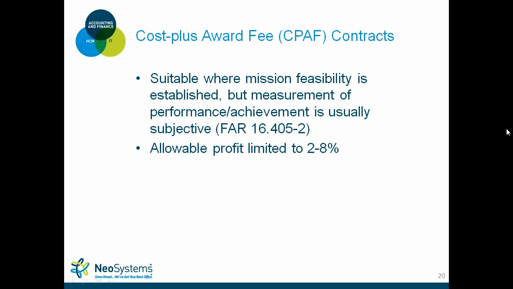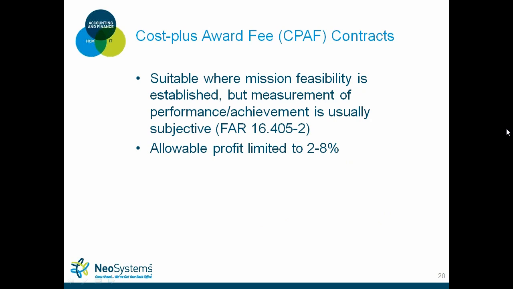So cost-plus award fee contracts are essentially the same. I'm not going to go through a lot of the same type of stuff, but essentially it's the same, but there is a performance or achievement aspect to the contract. Government's still uncertain about how long it'll take, what the level of effort is, but they realize that, okay, well, I want a certain milestone to be reached.